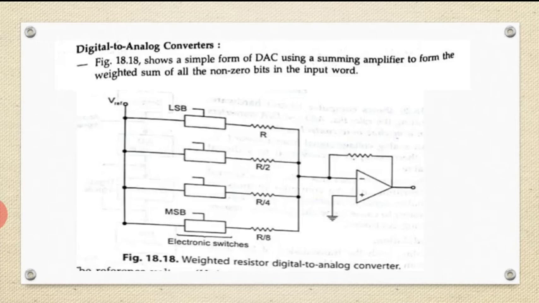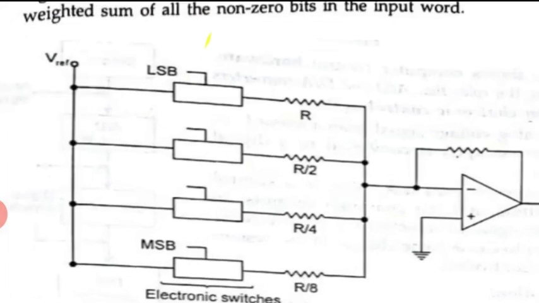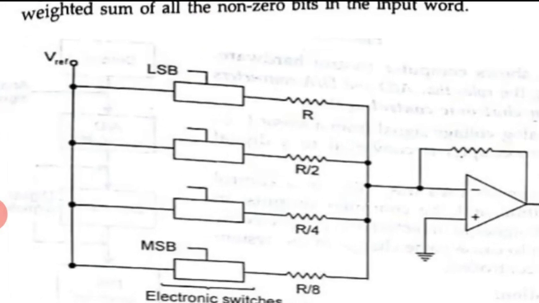Here it is a summing amplifier, so it will sum and give an analog voltage. Such a system is referred to as a weighted resistor network because the resistors do not have the same value. Here it is weighted with respect to the reference voltage. Hence it is called a weighted resistor network.